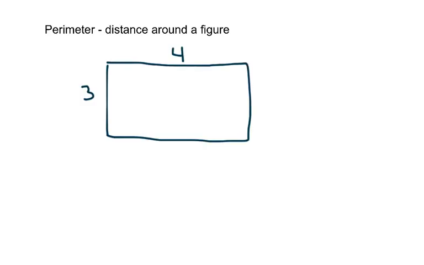Simply put, the perimeter is just the distance around a figure. That is, if you were to start in one of the corners and walk all the way around the figure, how far would you go?